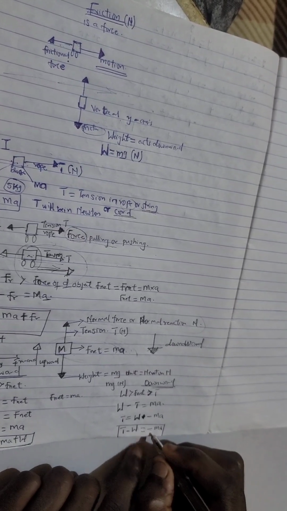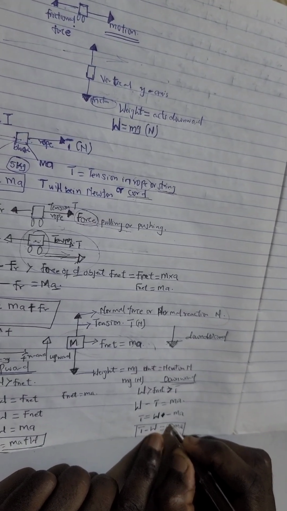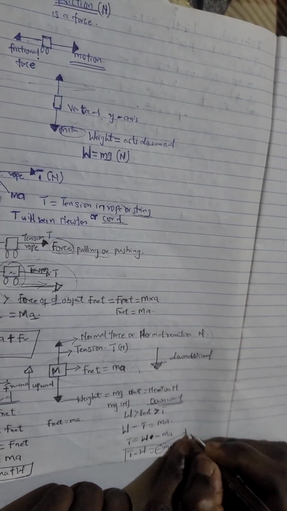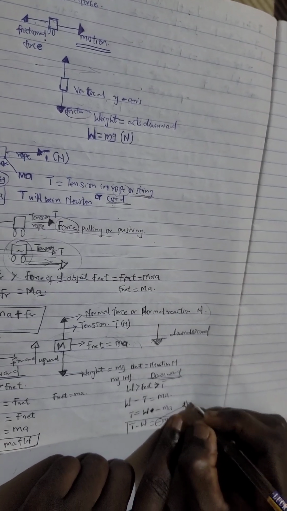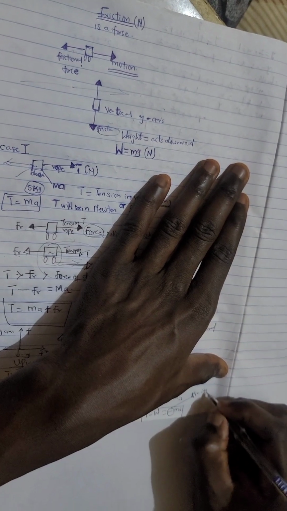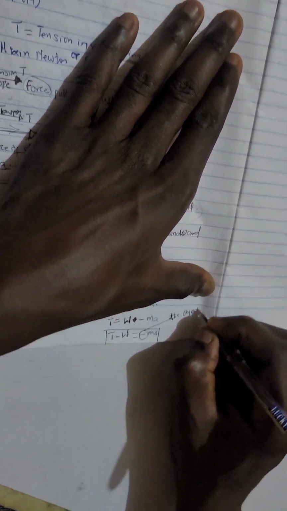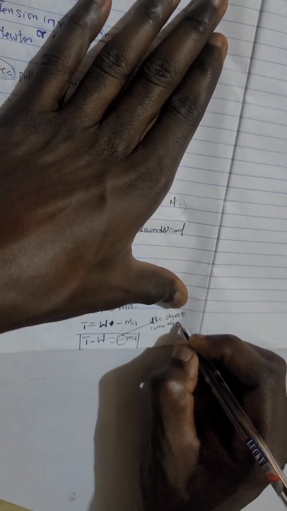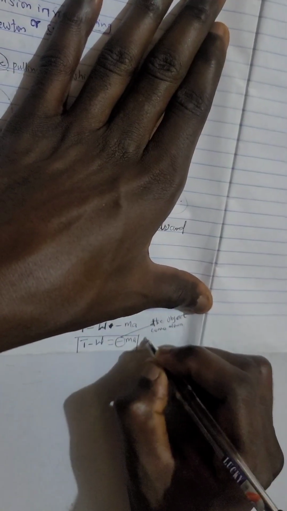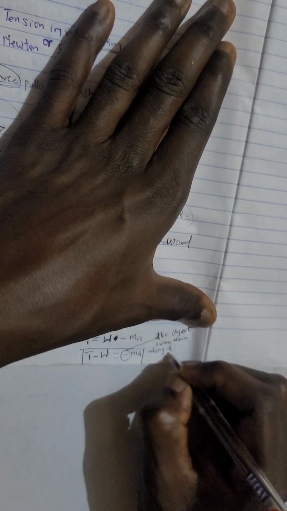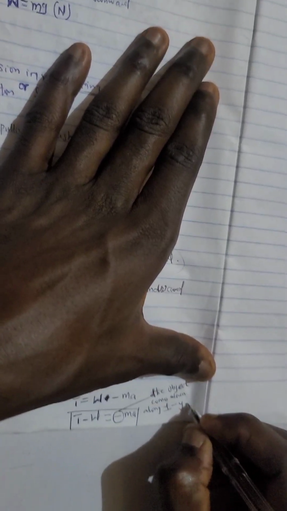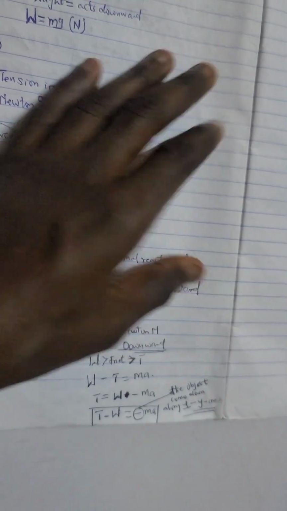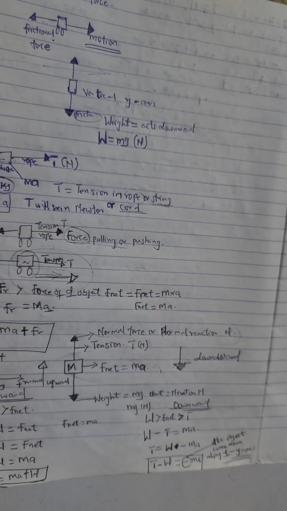The reason why I want to show this minus here is to show that the object comes down along the negative y-axis. That is the reason why. And I hope you understand all this.